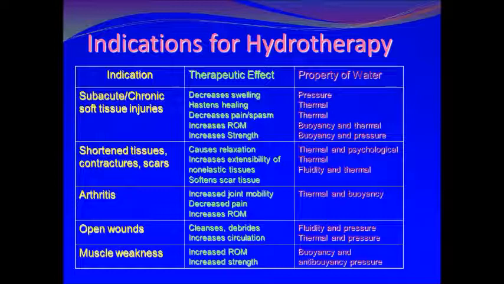For patients with muscle weakness, we can see increased range of motion due to buoyancy, as well as increased strength due to anti-buoyancy and hydrostatic pressure effects of the hydrotherapy tank. So it's important for you, the physical therapist, to be able to determine and ask yourself, what is the therapeutic effect we're trying to achieve for the impairment of this particular condition, and what is the specific property of water that's necessary to assist in that particular intervention. So it would behoove you to look at this chart closely and understand the correlation between the therapeutic effect and the properties of water.